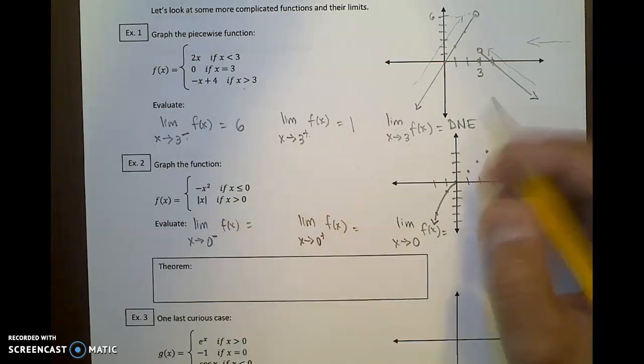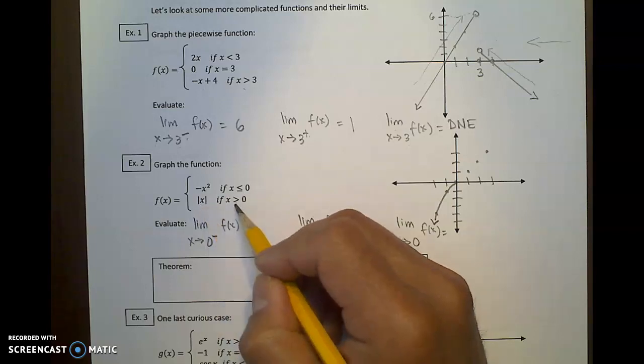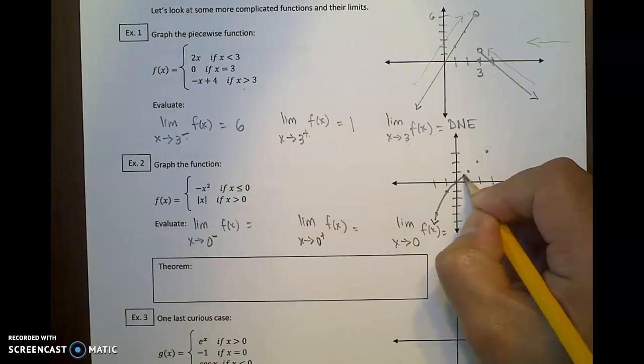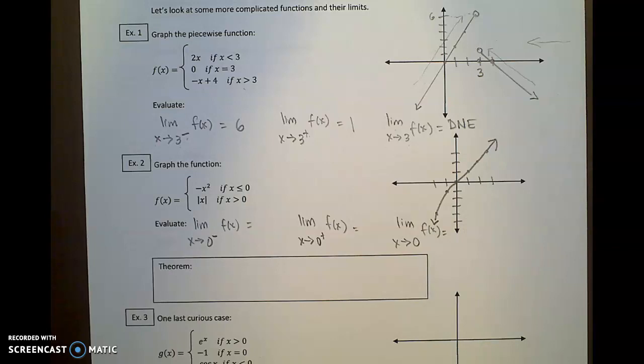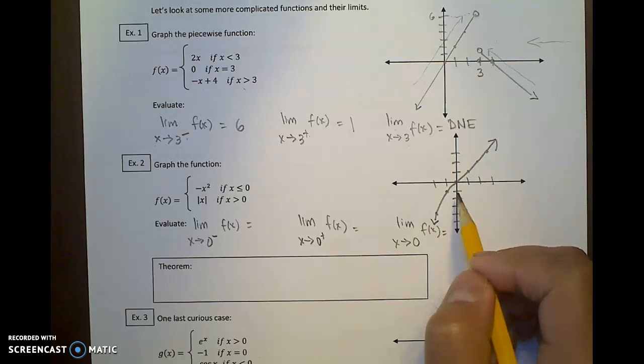Here we're going to have absolute value of x, which we know is a V shape. But we're only looking at part of the V where x values are greater than 0. So that's going to be this straight line graph coming up like this. There's the graph for this piecewise function. It's two pieces that appear to be connected.